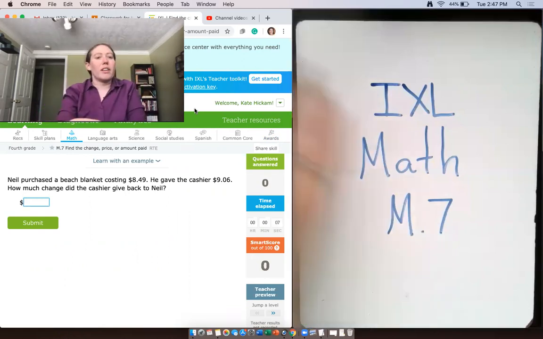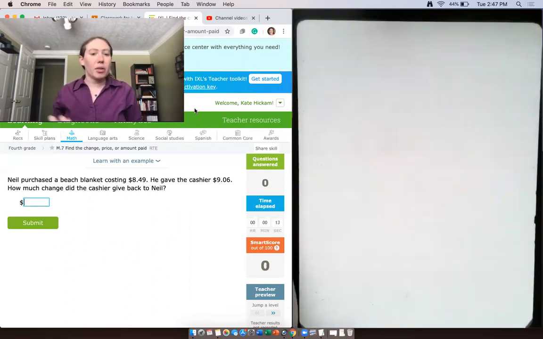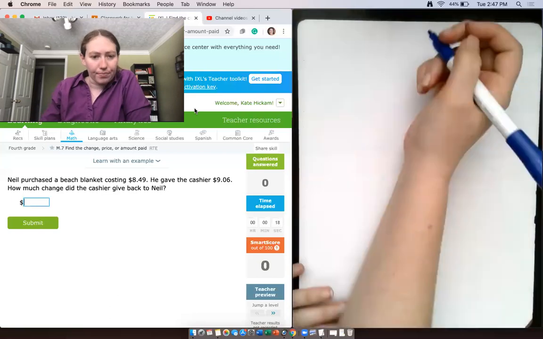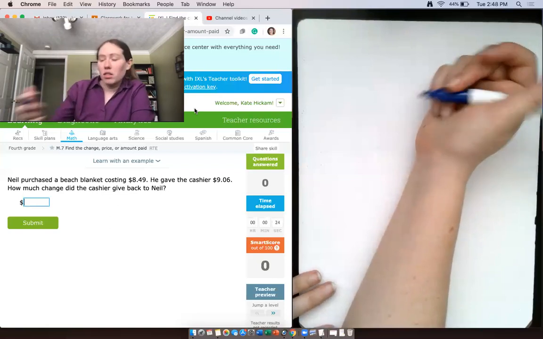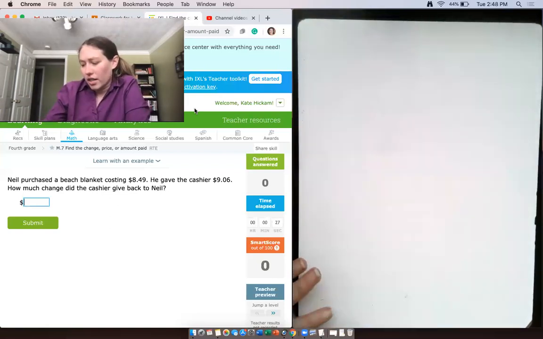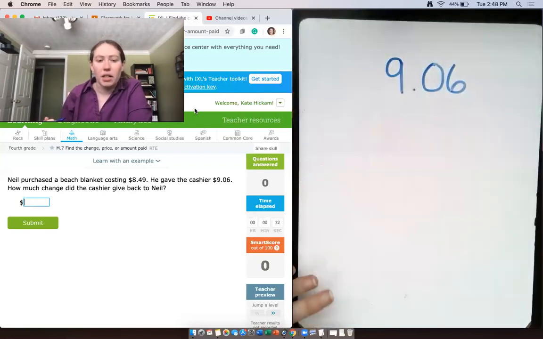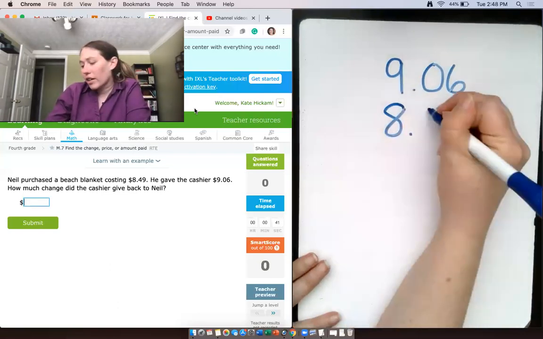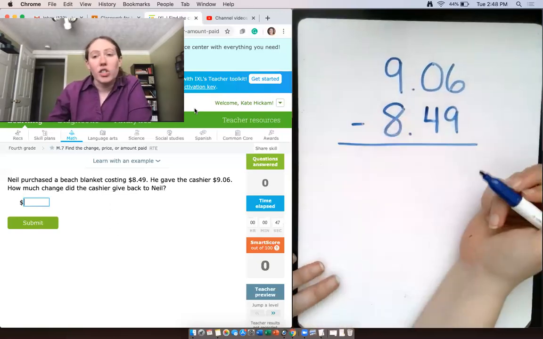So this time we're dealing with find the change, price, or the amount paid. So we're dealing with money. Neil purchased a beach blanket that cost $8.49. He gave the cashier $9.06. And he purchased the blanket costing $8.49. We need to take away the cost of the blanket, the $8.49, to figure out the amount of change he got back.